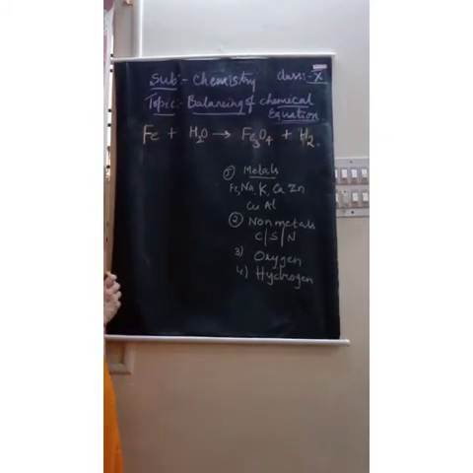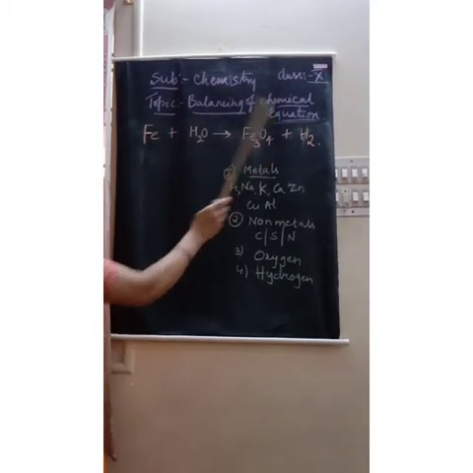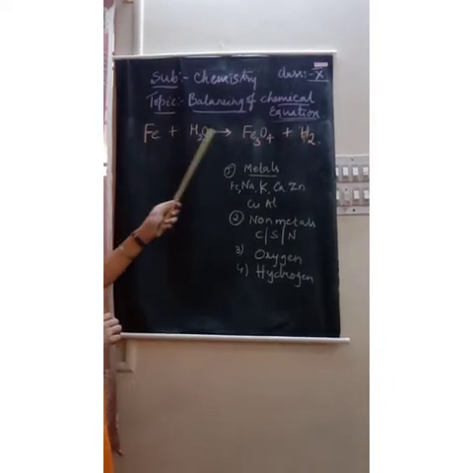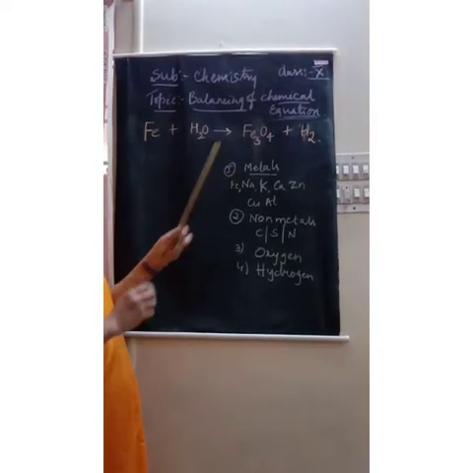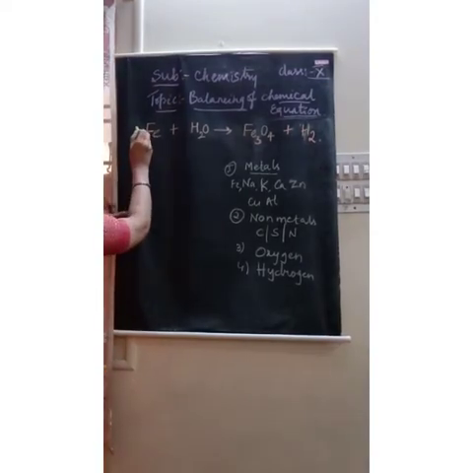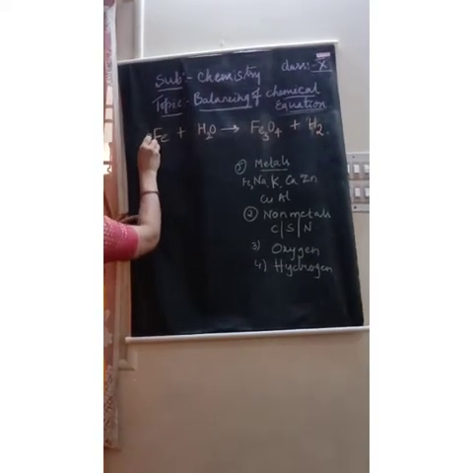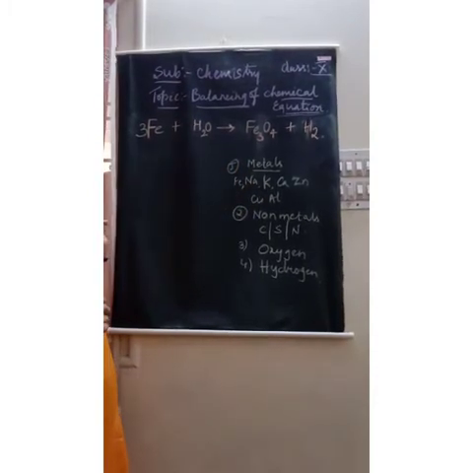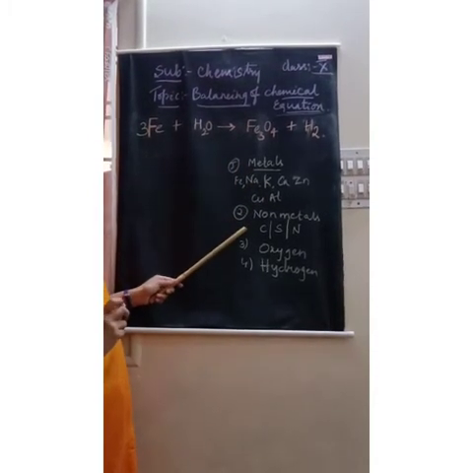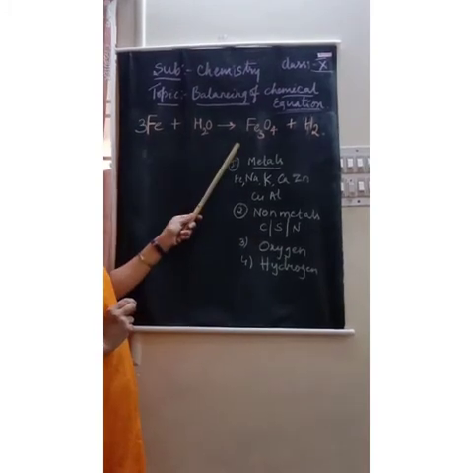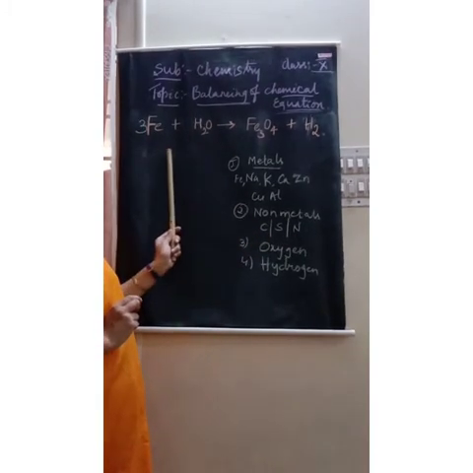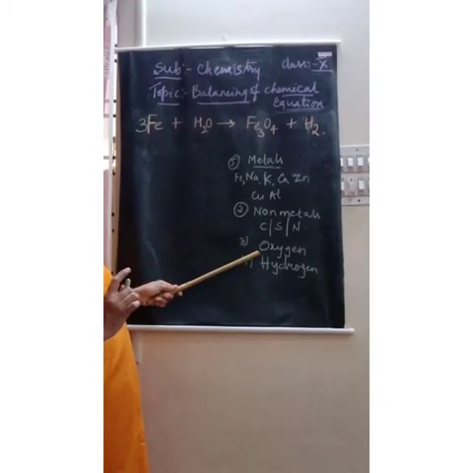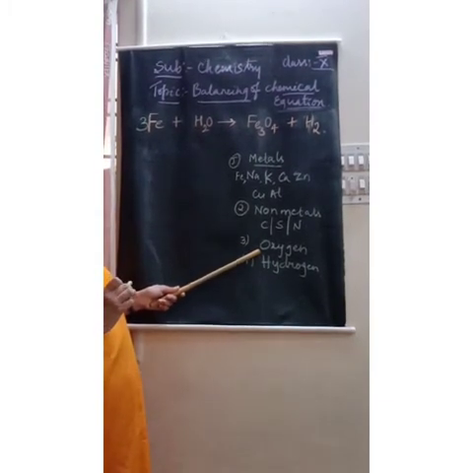See, observe carefully. Identify the metals in the given equation. What is the metal they have given? Iron. Okay. How many iron are there on the product side? 3. Then multiply by 3. Clear? Okay. The metal is balanced. What about next? Non-metals. Is carbon there in the equation? No. Carbon, sulfur, nitrogen, nothing is there here. Non-metals, leave it.